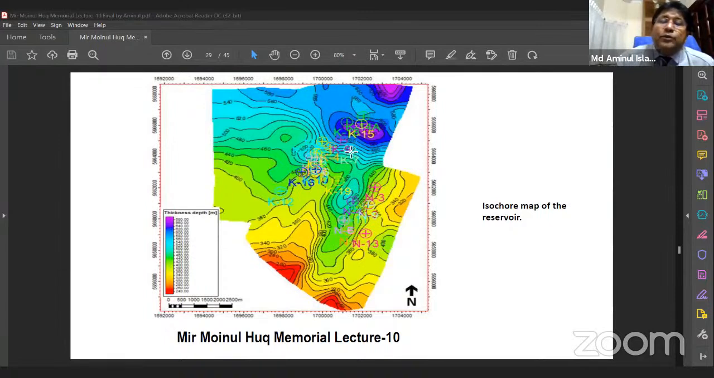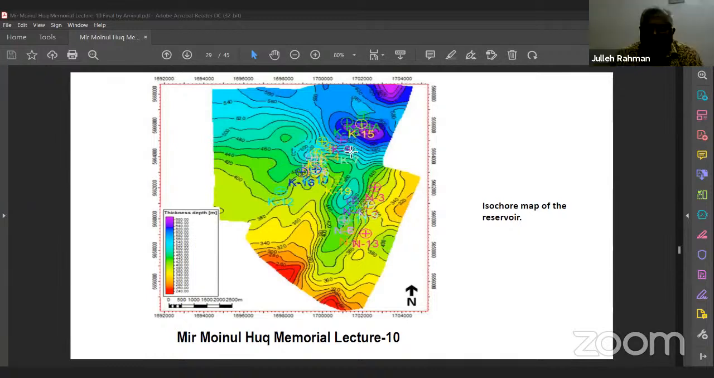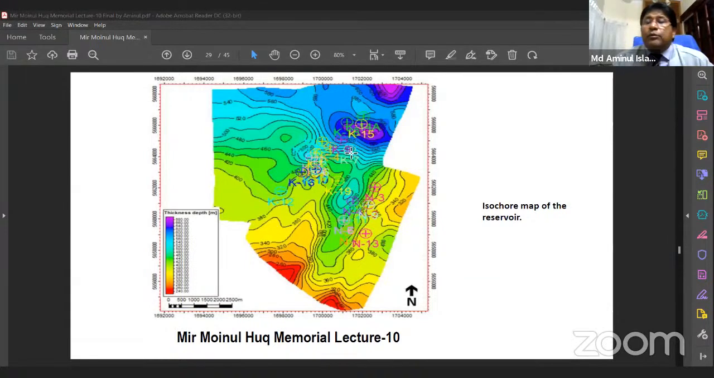So we need thickness, we need areal distribution, we need net to gross, we need saturation, we need porosity. And while doing a resource computation or quantification, we need thickness. Thickness is an important criterion: in which direction the sediment is thicker or thinner.